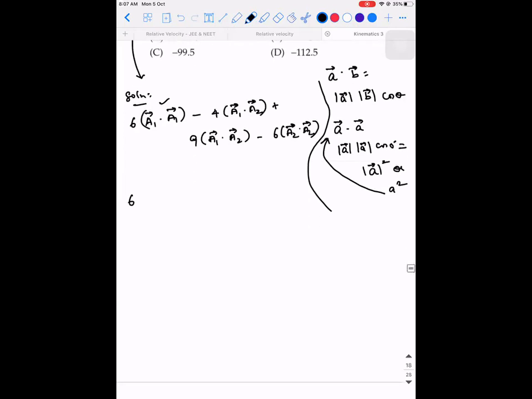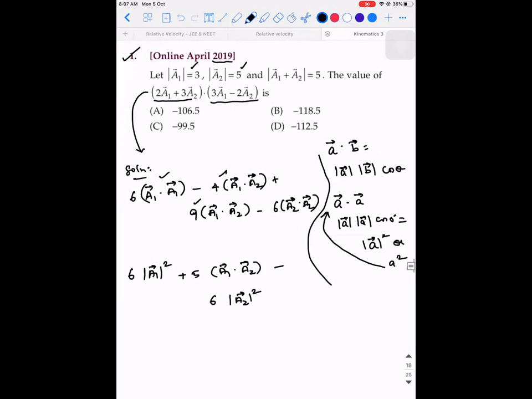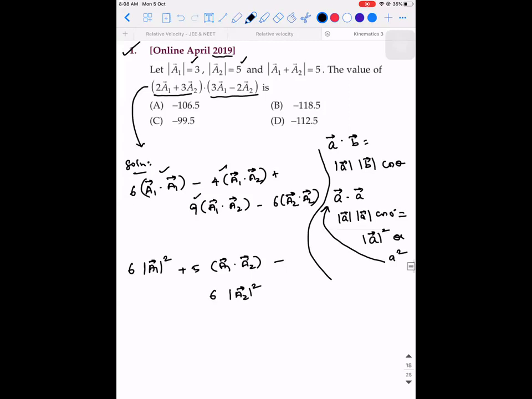So what will I have? 6 into modulus of a1 square, minus 4 plus 9, it will be plus 5 into a1 vector dot a2 vector, minus 6 into modulus of a2 square. Am I clear till this step? So what are all the data you have in your hand? You have data modulus of a1, which is 3, modulus of a2, which is 5. Then we need to find what is a1 vector dot a2 vector. How to get that? That's another question.